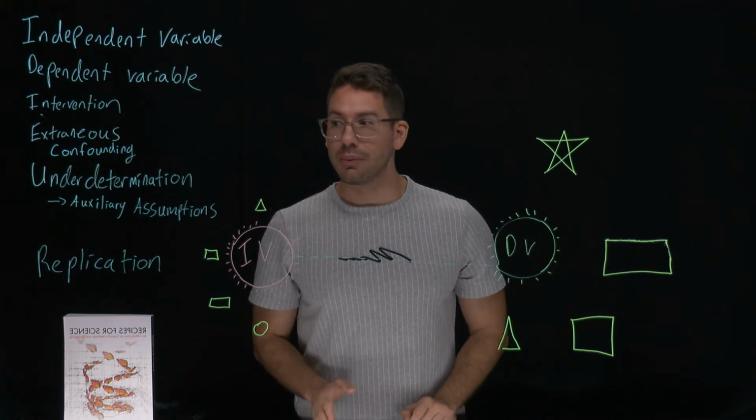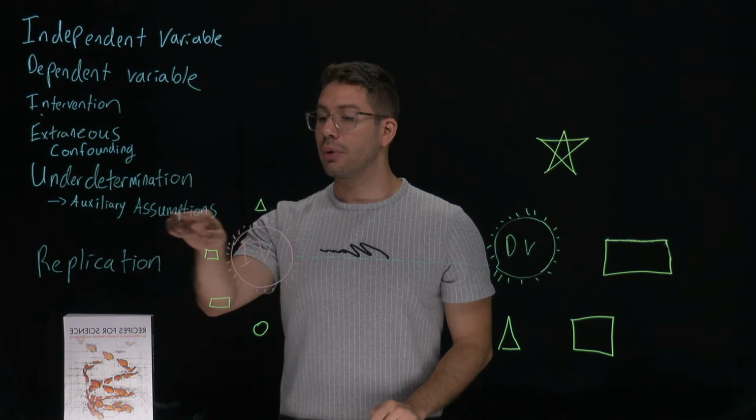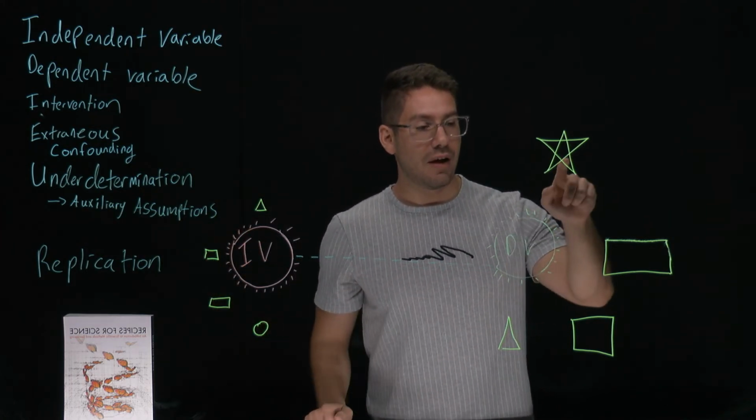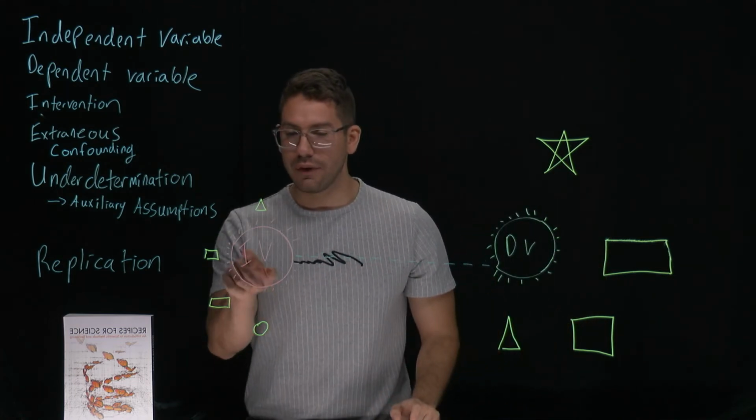So in conducting an experiment, you always have to be aware of your auxiliary assumptions. Assumptions that the connection here is stable. Assumptions that you have controlled for the motion of these other variables.